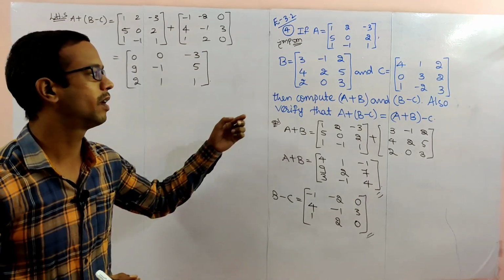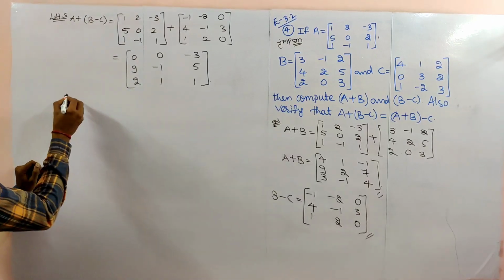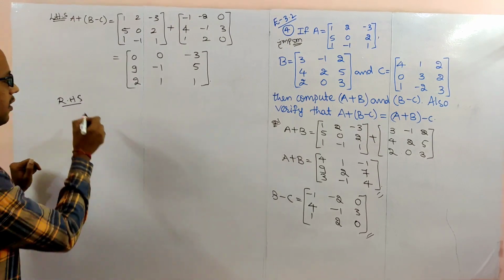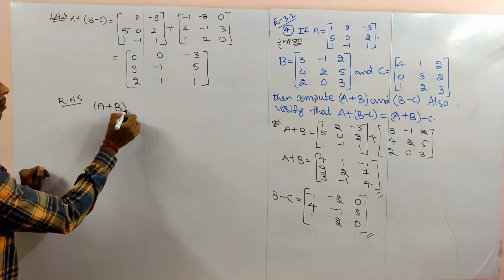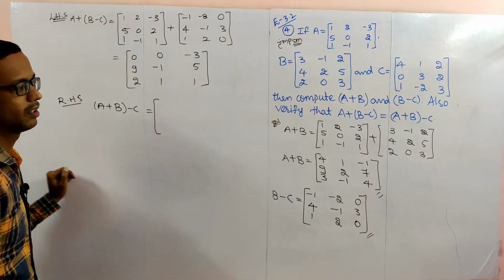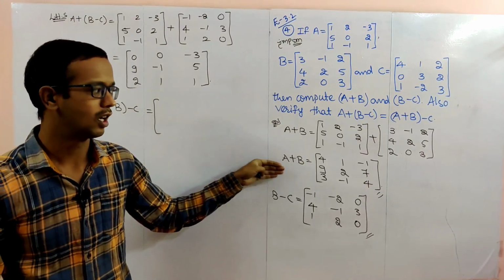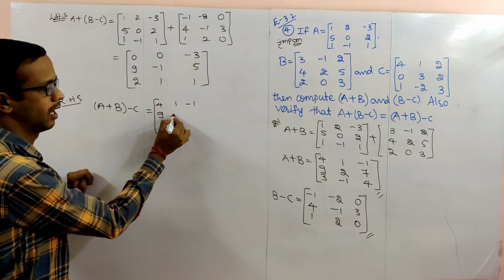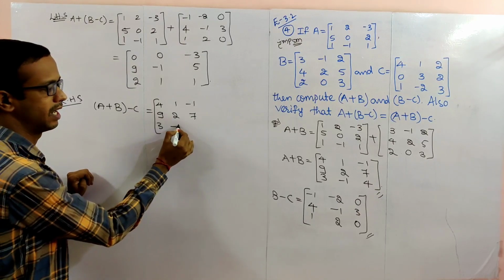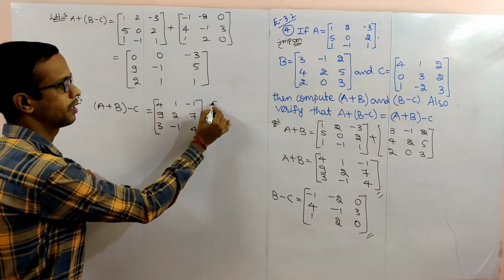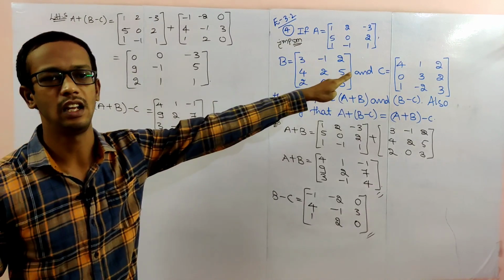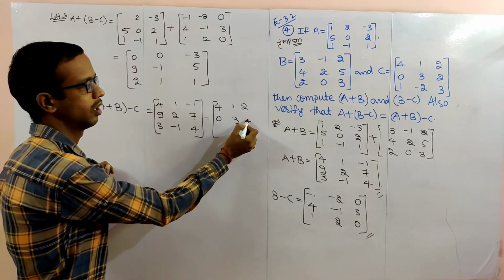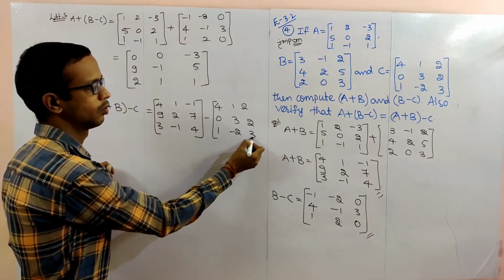In a similar way, we have to simplify the right side also. What is the right side? RHS. On the RHS side, what is there? A plus B, minus C. What is A plus B? We already did A plus B here, so substitute that: 4, 1, minus 1; 9, 2, 7; 3, minus 1, 4. Subtraction, C. What is the C matrix? 4, 1, 2; 0, 3, 2; 1, minus 2 and 3.